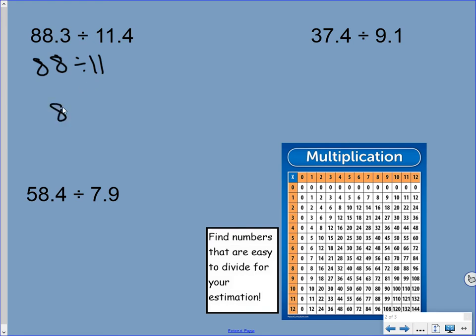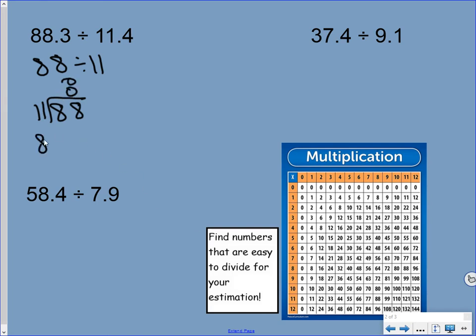Now, are these two numbers compatible? Is this an easy division problem that's going to give me a nice whole number? Well, it might not be easy, but it will give me a whole number. If you look down your 11 column, you'll find 88 next to the 8s. So here we go.